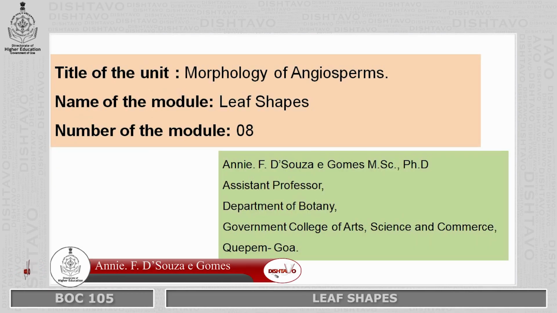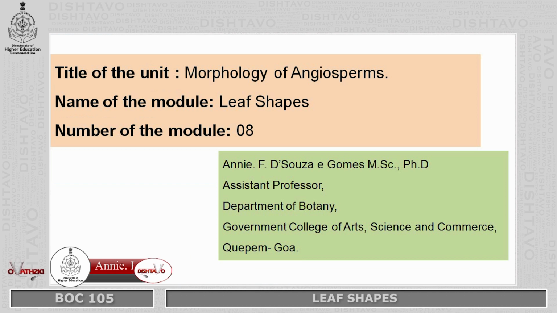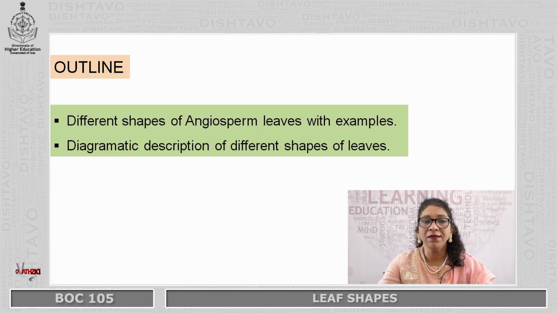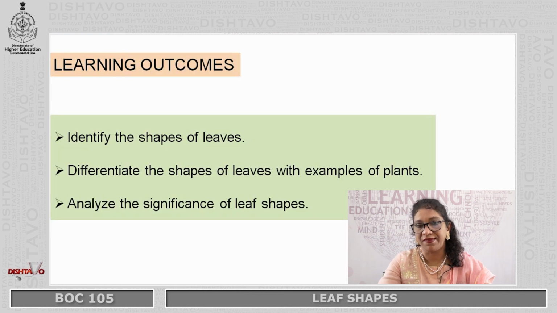The name of the unit is Morphology of Angiosperms and the name of the module is Leaf Shapes. In this module we are going to learn different shapes of angiosperm leaves with examples, and diagrammatic description of different shapes of leaves. The learning outcomes would be to identify the shapes of the leaves, to differentiate between shapes of the leaves citing their examples, and to analyze the significance of these leaf shapes in taxonomy.